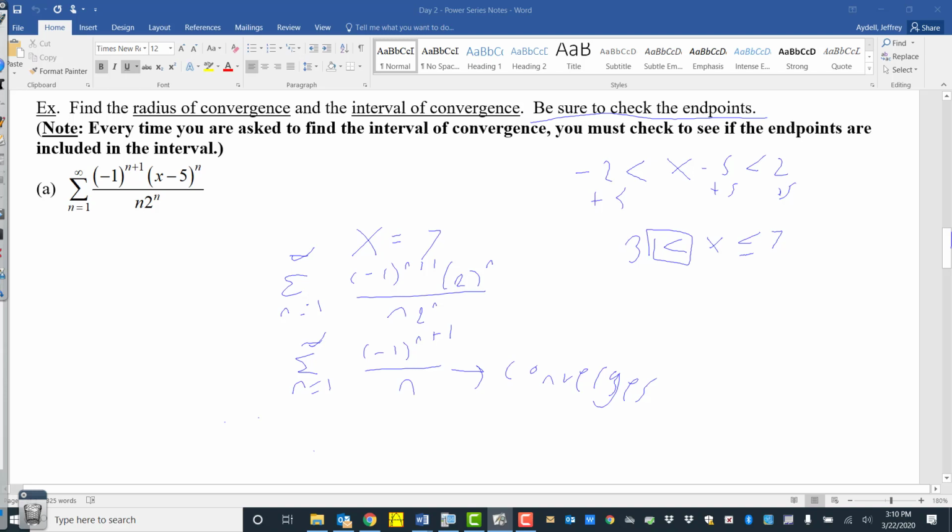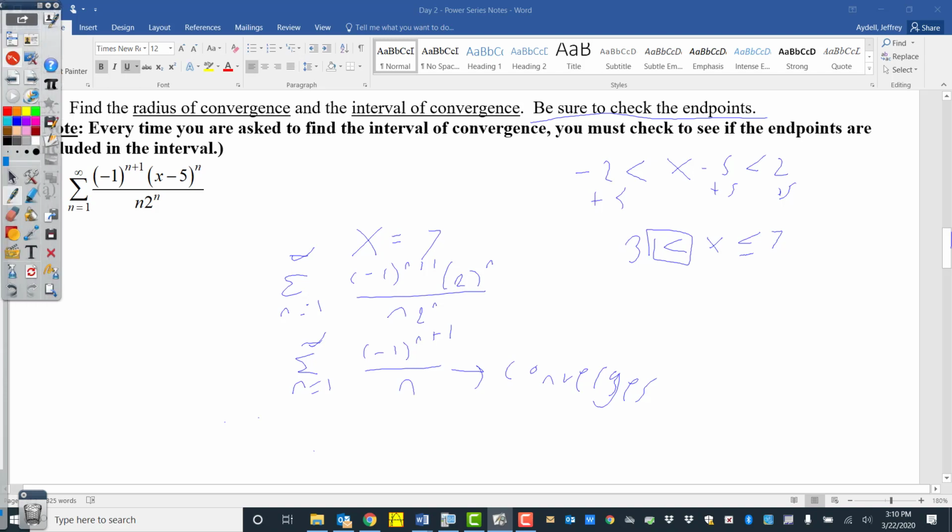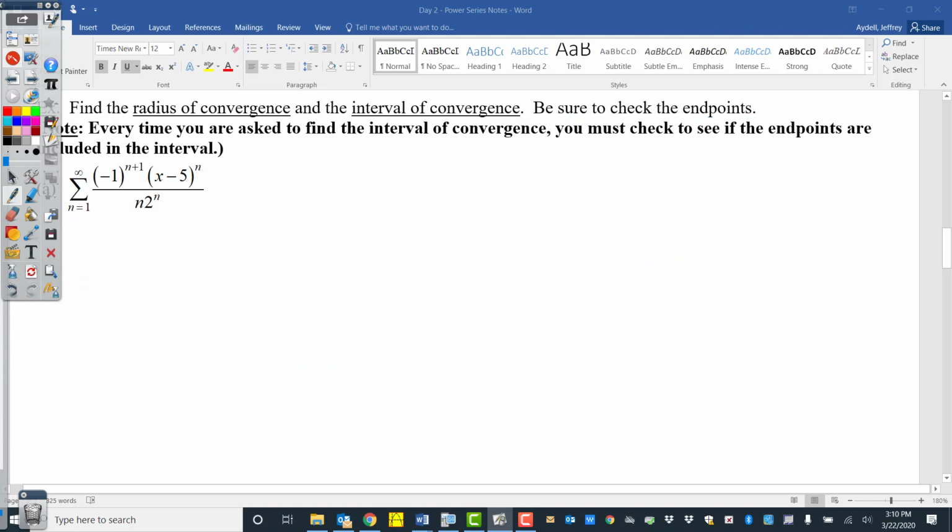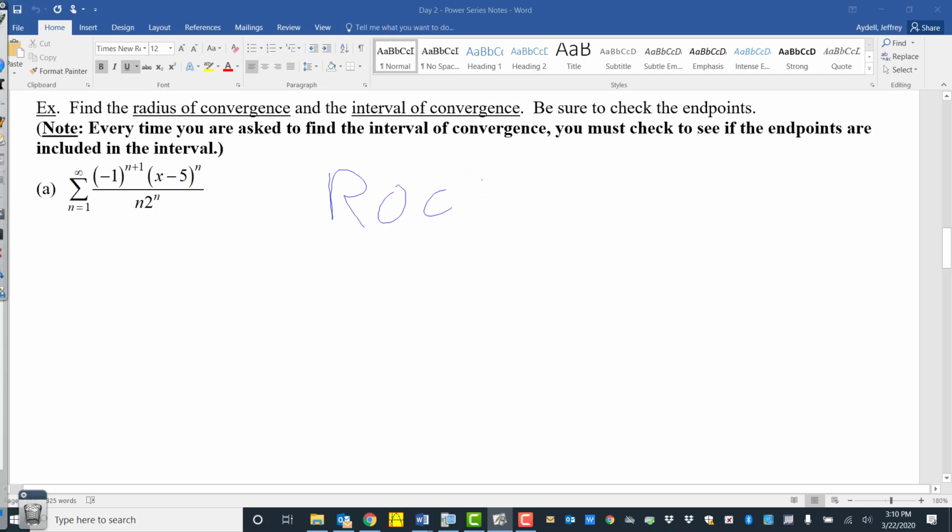So our final answer for this problem, after all this work, I know it's a lot, is going to be a radius of convergence of 2, that was the r we found earlier, and an interval of convergence at 3, which is less than x, which is less than or equal to 7. So we know that it converges within 2 of our center.